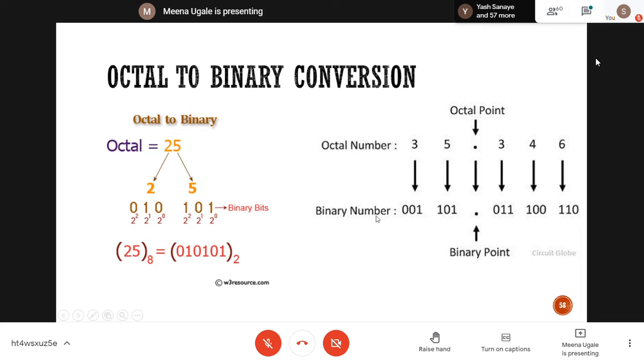Ma'am, the binary representation of 3 in 35 is wrong. The first one, yes. Actually, this is one image I have copied. I know that. Thank you for reminding me. I will correct it. You please write down the correct answer. 35.346. Put the number for 3, 011, put the one for 5, and put the point, and write all your answer together.